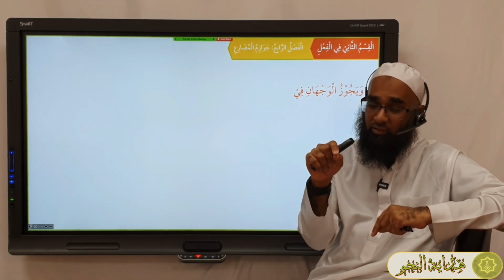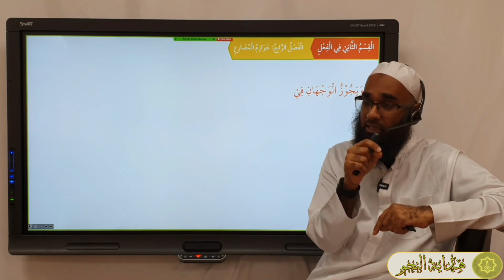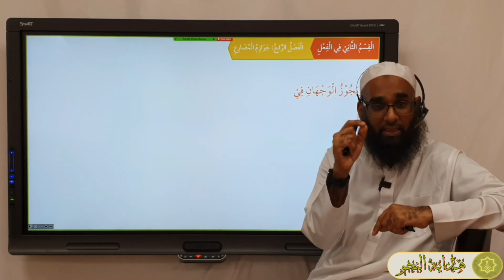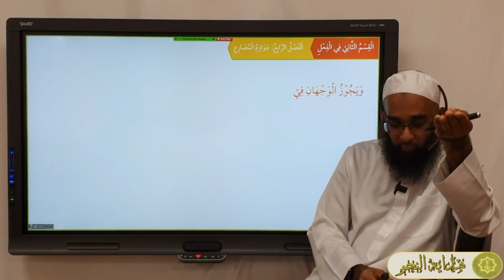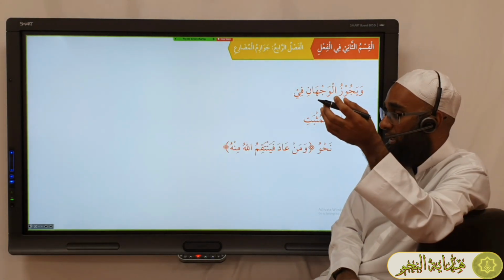Or if it's manfi, what's the negative particle? Fama ballagta risalata. The negative particle is ma. Then you must have a fa. So apart from those, you don't have a fa. But now he's saying here, وَيَجُوزُ الْوَجْهَانِ.